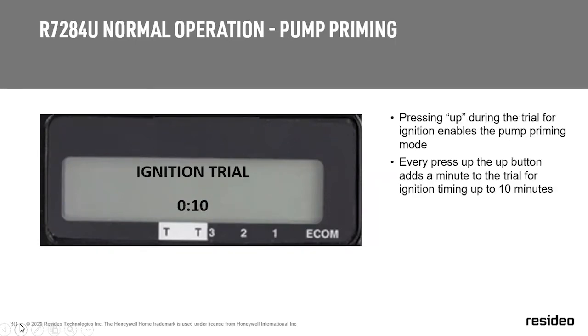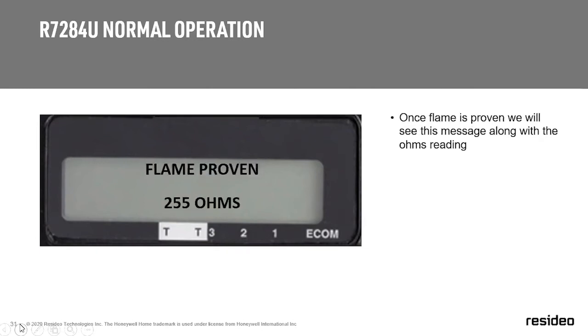Pressing the up during the trial for ignition enables the pump priming mode. Every press of the up button adds 1 minute to the trial for ignition timing, up to 10 minutes. So it gives you some flexibility just by every time you hit the up button, you can add the additional pump priming feature. Pump prime, and then you're going to look at flame proven. Once the flame is proven, you'll see this message along with the ohms reading.